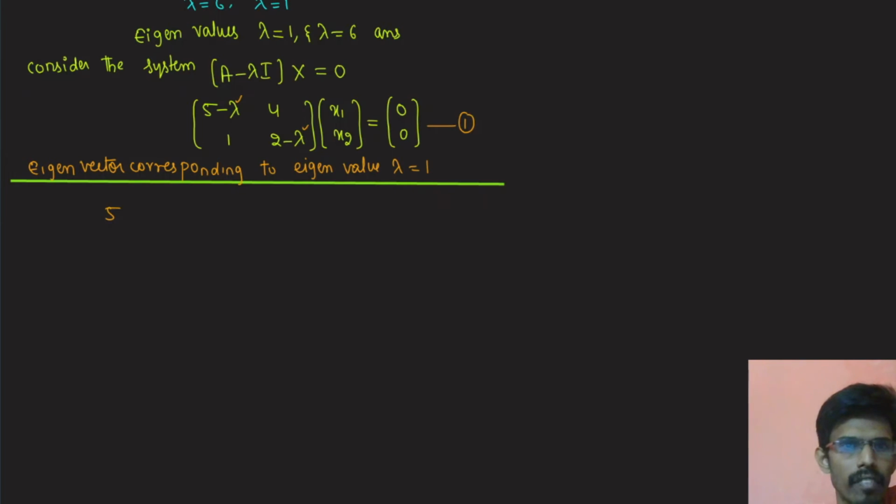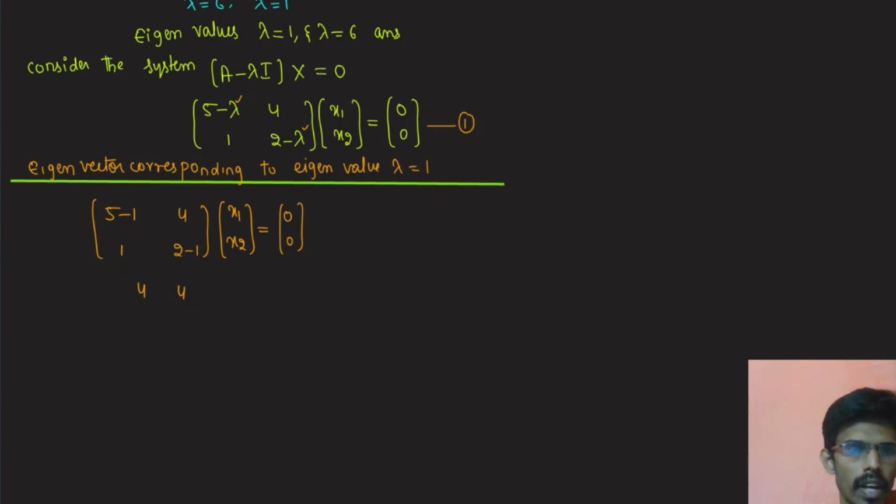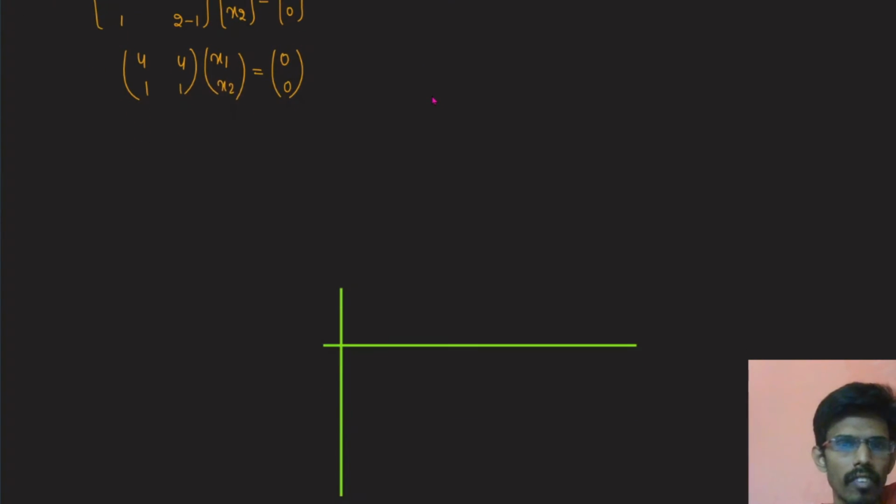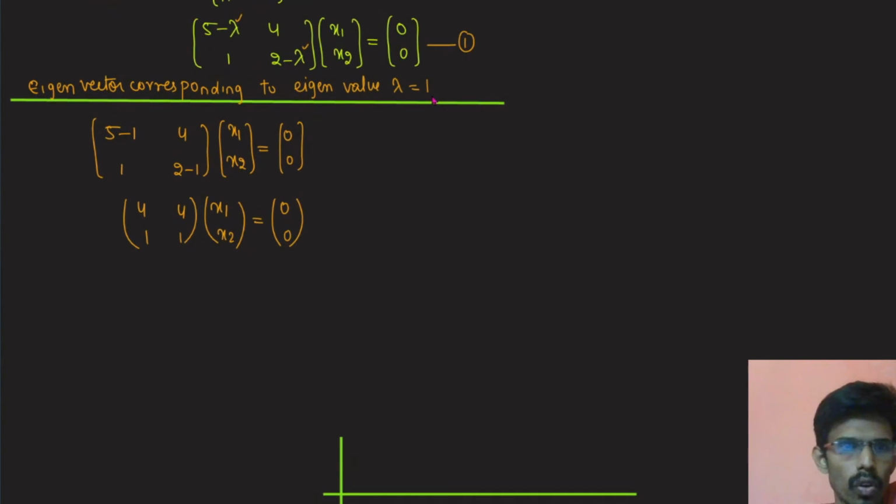So this will become 5 minus 1, 2 minus 1, into we have x1, x2 equal to 0, 0. Now this will become 4 comma 4 and 1 comma 1. Here we have x1, x2, that equal to 0 comma 0. Now carefully observe here, we have this matrix 4, 4, 1, 1.